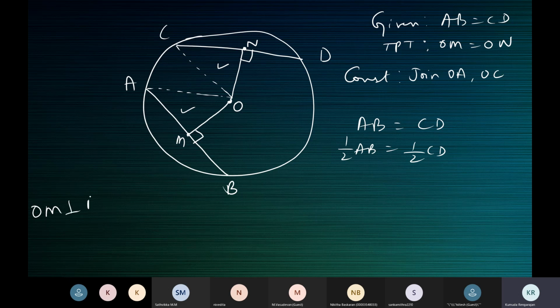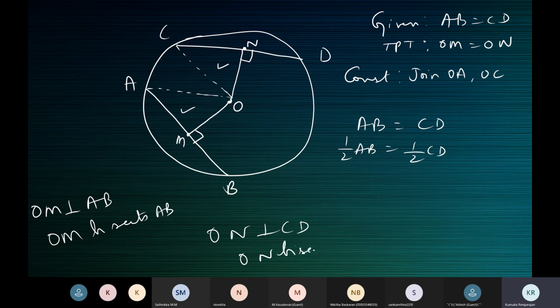OM is perpendicular to AB, so OM bisects AB. Similarly, ON is perpendicular to CD, so ON bisects CD. So we say half of AB is equal to half of CD. Half of AB is AM, and half of CD is CN. So this is one piece of information: AM of this triangle is equal to CN of this triangle, correct?